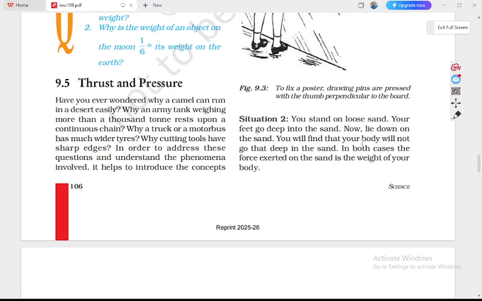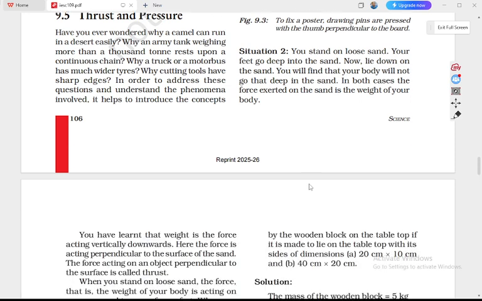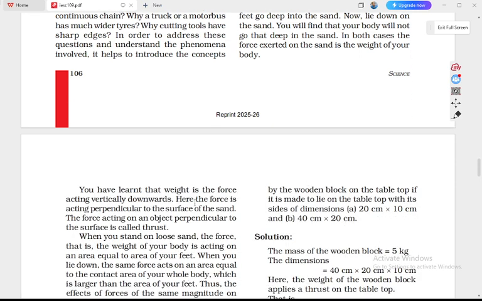You will find that your body will not go that deep in the sand. In both cases, what is exerted on the sand is the weight of your body. You have learned that weight is a force acting vertically downwards. Here the force is acting perpendicular to the surface of the sand.